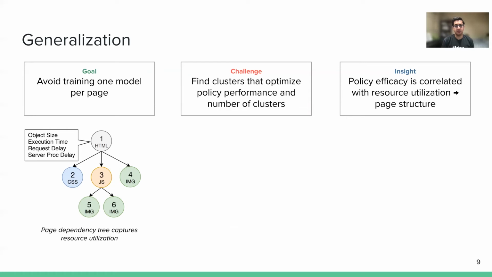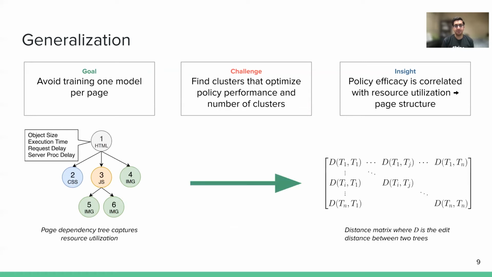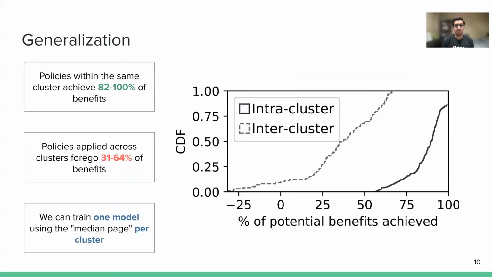And generating these trees only takes one page load. Once we have this annotated tree for each page, we can use a tree edit distance algorithm to create a distance matrix containing distances between every pair of trees, and then cluster the pages. We find that this approach works pretty well.